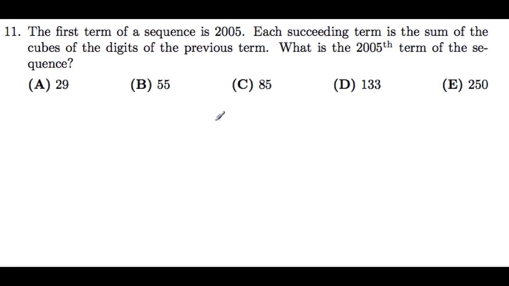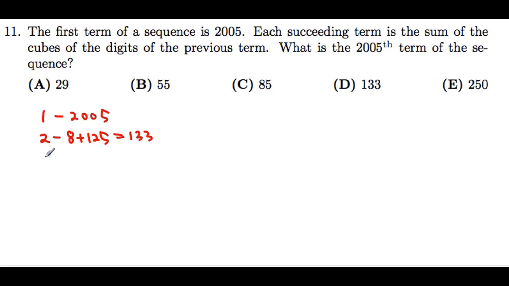Hello, so let us look at number 11 and on up to number 20 in this part. The first term in the sequence is 2005. Each succeeding term is the sum of the cubes of the digits of the previous term. So, for example, the first one is 2005. How about the second term? Then it will be cube of 2, which is 8, plus cube of 5, which is 125. Then this becomes 133.